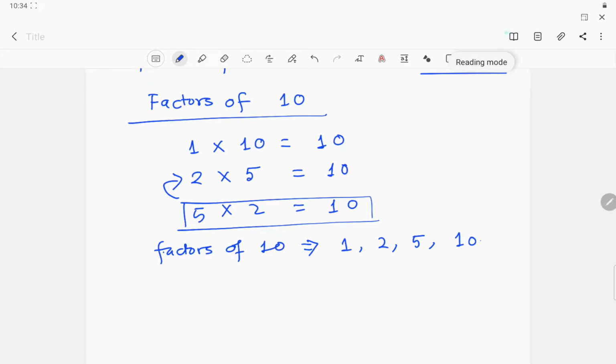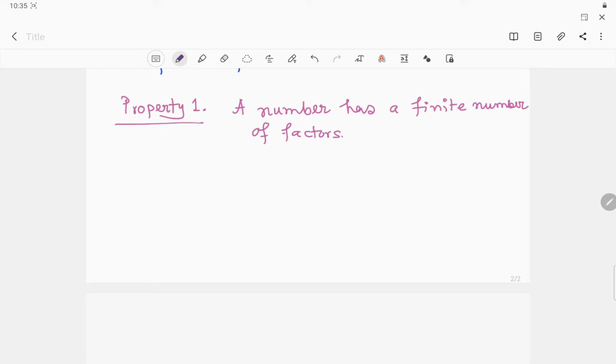I want to tell you some properties of factors. Property number 1: a number has a finite number of factors. As I have done before, factors of 16 are 1, 2, 4, 8 and 16. How many factors are there? 1, 2, 3, 4, 5. Only 5 factors.